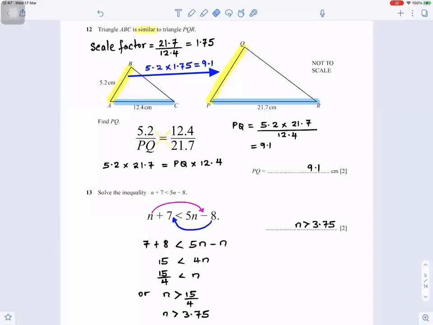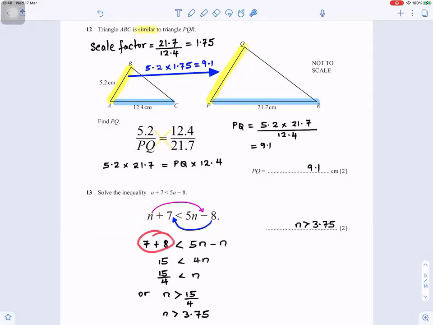Question number 13. Solve the inequality. We have the left-hand side and we have the right-hand side. To solve it, we want to put all the n on one side and the numbers on one side. So if we take plus n to the right, it becomes minus n. Minus 8 comes to the left, it becomes plus 8.